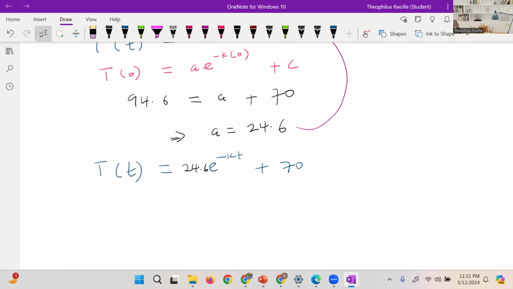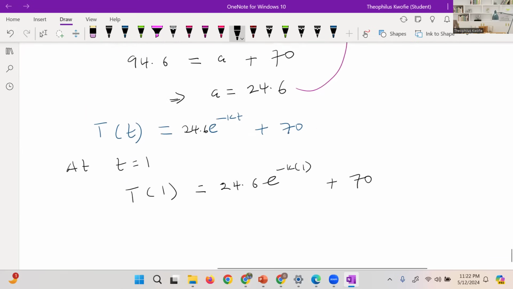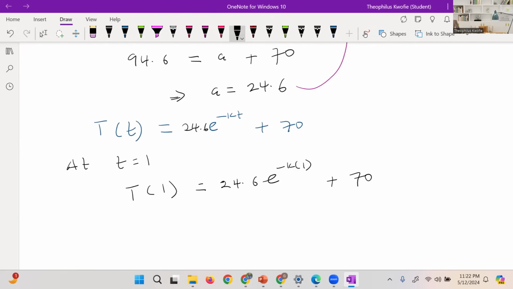So at T equal to 1, we're going to have T of 1 equal to 24.6 e to the power minus k multiplying 1 plus 70. Okay. Now, what is T of 1? Remember, the temperature was discovered to be what? 93.4. Then we solve for k.